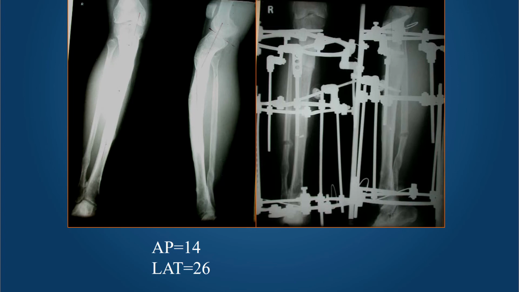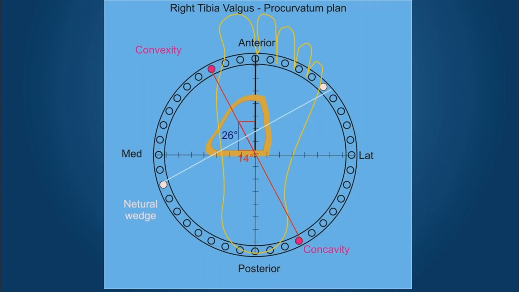In this case also we can perform the planning. This is the right lower limb. We are looking down at the outline of the foot from above. Therefore, on the right side, medial is towards our left and lateral is towards our right. We have drawn 14 degrees of valgus, so the concavity is towards the posterolateral aspect, and the rod which is placed on the third hinge in the posterolateral area, when distracted, will correct the deformity.